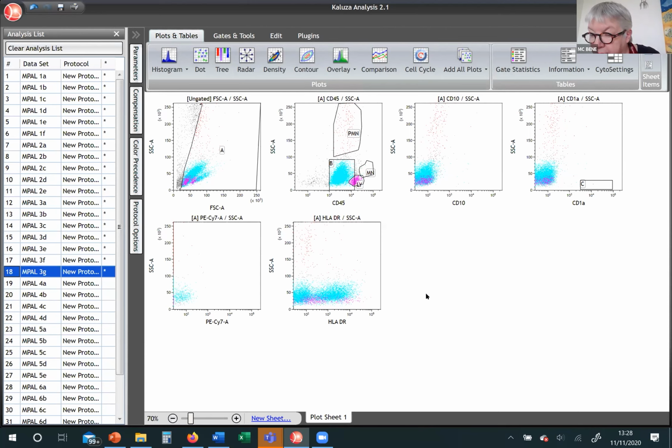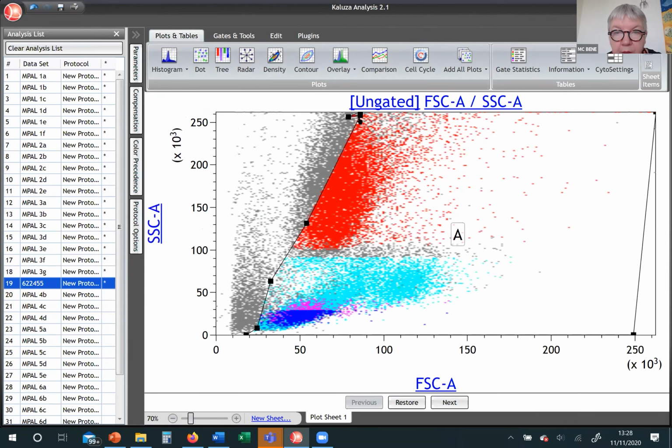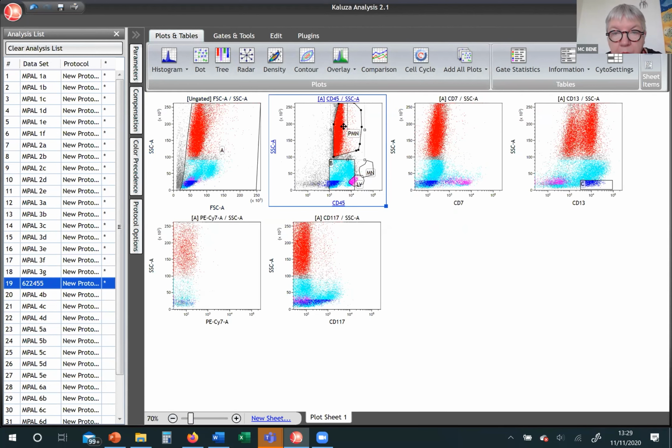So let's move to the next one. The next one, MPAL 4, is a 40-year-old man. And here is what we had. We need to make some adjustments here. And here, this is probably going a little bit on the left. We can make this window okay like that.